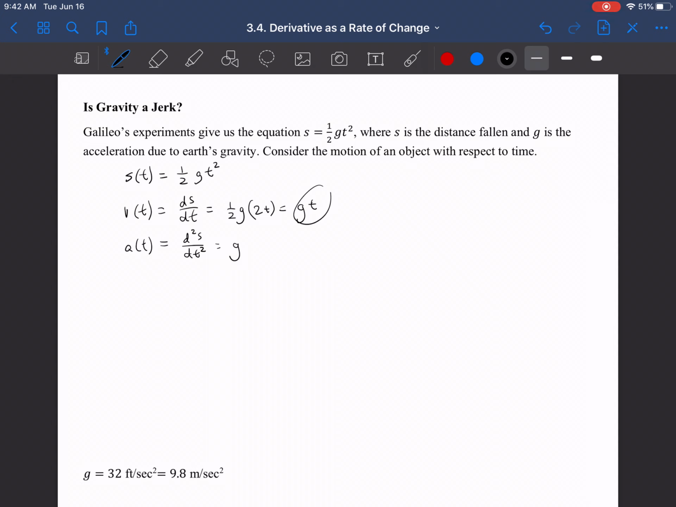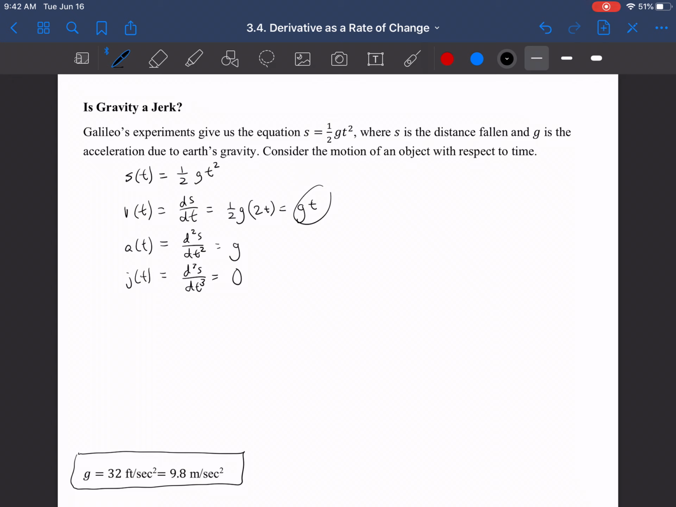Now it's a constant. And then the last thing, jerk as a function of time, would be d cubed s/dt cubed. And this is the derivative of a constant. That's just 0. So what we're basically showing here is that near Earth's surface, the acceleration due to gravity is always the same. And here are the values most commonly used for g as a constant near Earth's surface: 32 feet per second squared, or 9.8 meters per second squared.